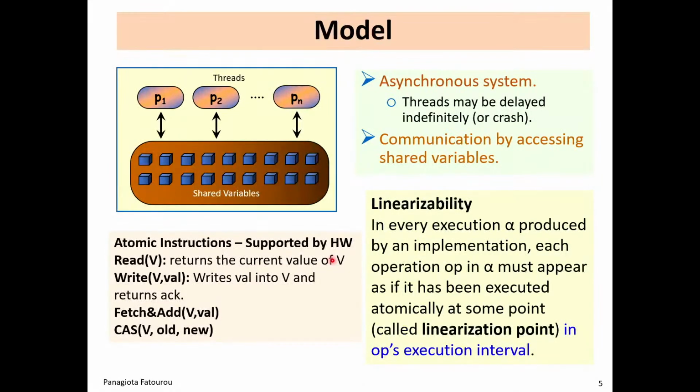And the correctness condition is linearizability, which, roughly speaking, ensures that in every execution alpha produced by an implementation, each operation op in alpha must appear as if it has been executed atomically at some point, which is called the linearization point in the operation's execution interval.